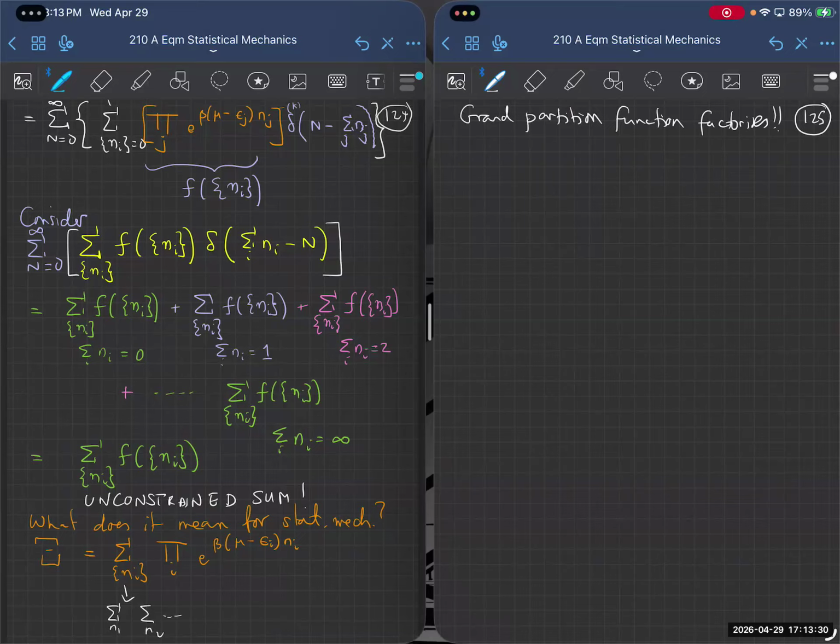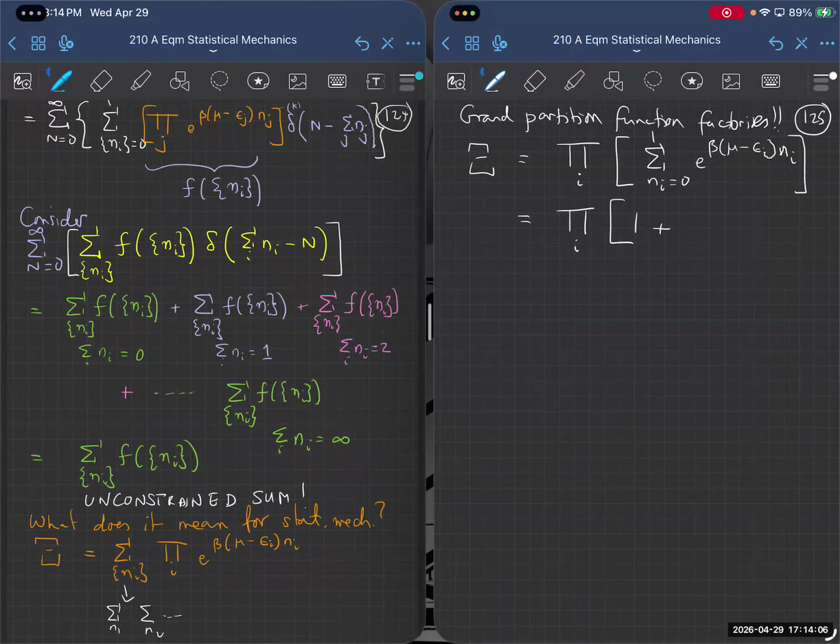And so therefore chi is equal to the product over states of the sum over Ni equal to 0 to 1 of e to the beta mu minus epsilon I Ni. And inside there I've got two terms, Ni can be 0 or 1. So this then is the product over states of 1 plus e to the minus beta epsilon I minus mu.